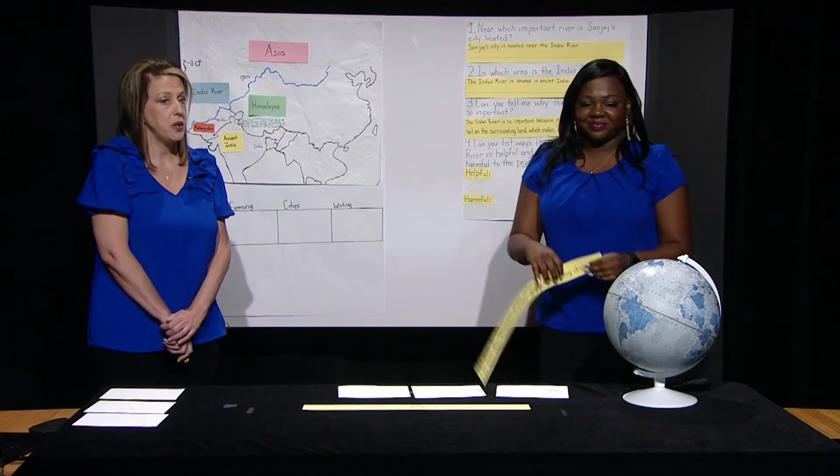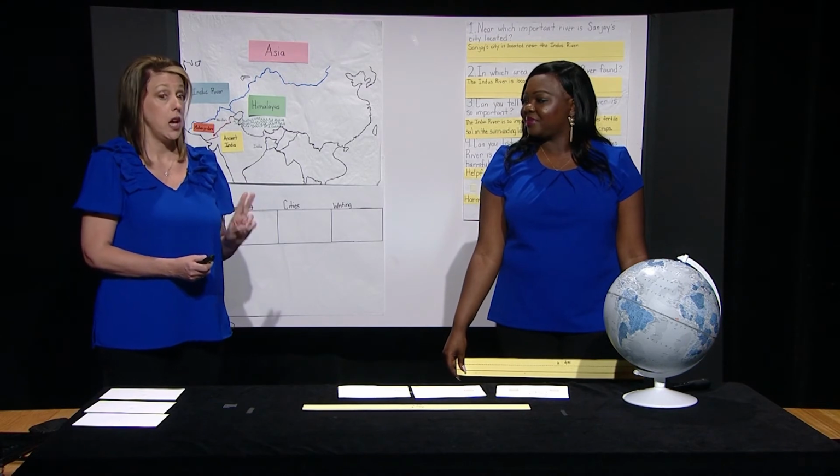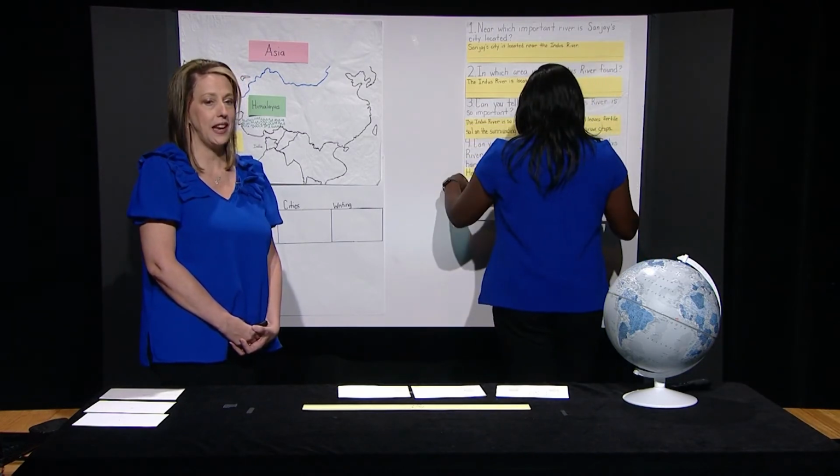Now, we know that the Indus River is a very important river. However, it can be harmful as well as helpful. So I have a real tricky question for you. Can you list 2 ways that the mighty Indus River is helpful and 2 ways that it is harmful to the people of Mohenjo-Daro? Start with the helpful. I think I remember that. 2 ways that the Indus River is helpful is 1, it gave the Mohenjo-Daro people water for crops, and it helped them to move goods over long distances. Great job. You really listened to the read aloud.